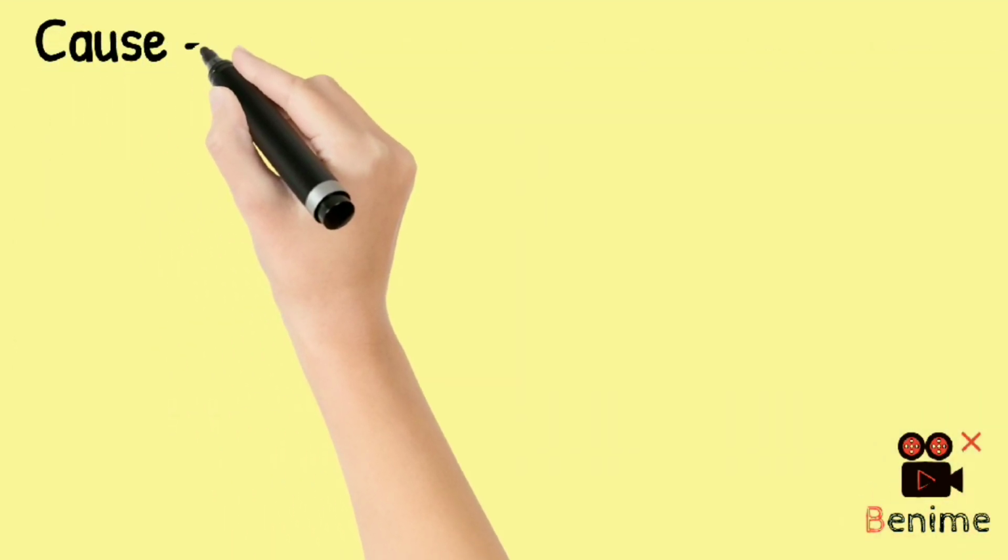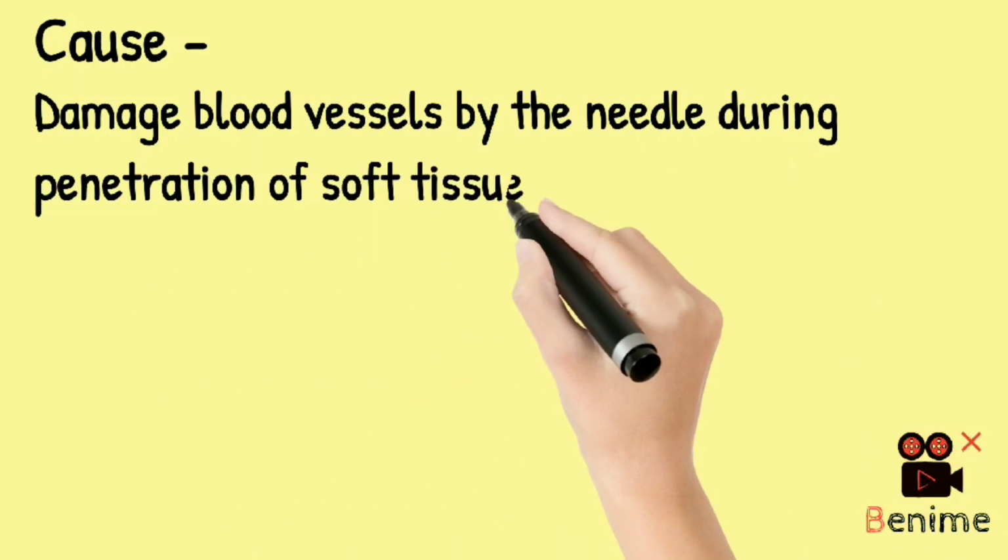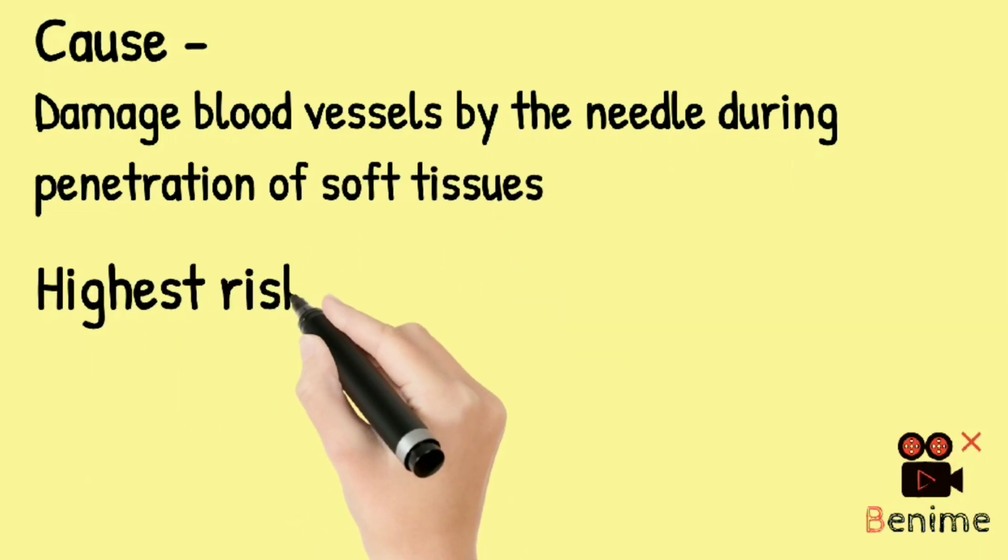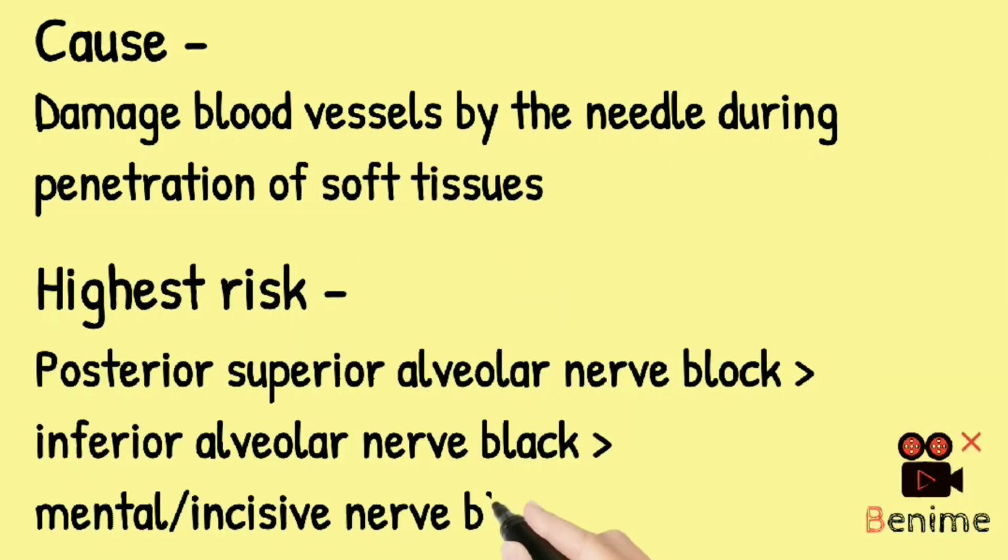What can be the cause of such hematoma? Damage of blood vessels by the needle during penetration of soft tissue. When there is unintentional nicking of the blood vessels with needle during the injection of local anesthesia, it might result in effusion of blood into the extravascular spaces, which subsequently develops into hematoma formation.